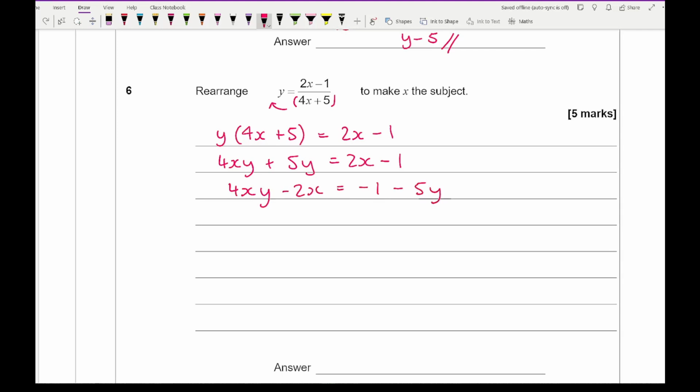So I end up with something that looks like this. Then factorise the left hand side. So I'm going to just take x. I could take 2x, but I don't need to factorise fully. I just want to take a single x out. So here I end up with x(4y minus 2) equals 1 minus 5y. And then take the bracket over to the other side, so I get my final answer of x equals minus 1 minus 5y all over 4y minus 2.